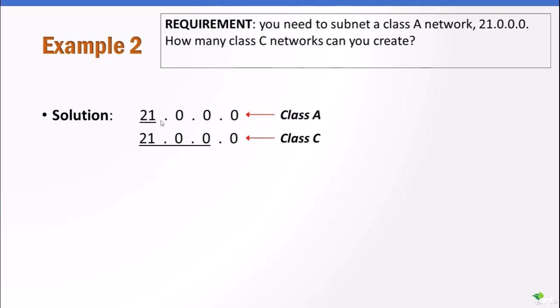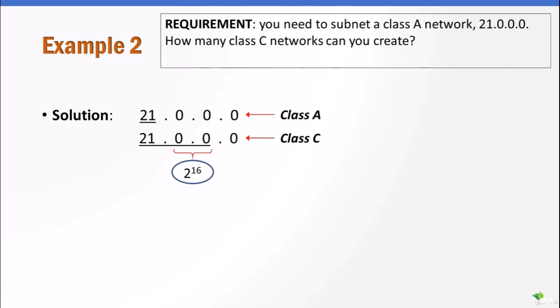So in a class A network, the first octet is going to be the network portion, and we can't change that because that's defined in the requirement. We get a class A network 21.0.0.0, and the network portion you can never change. So the only part we can change are these two octets in the middle, and that's 2 to the power of 16. So that is our answer. That is the number of class C networks we can create out of any class A network.